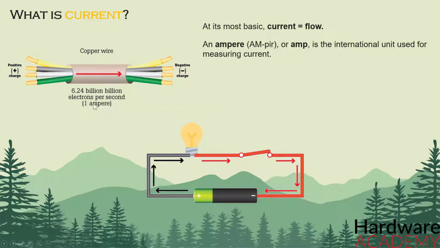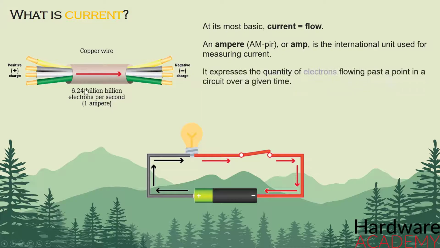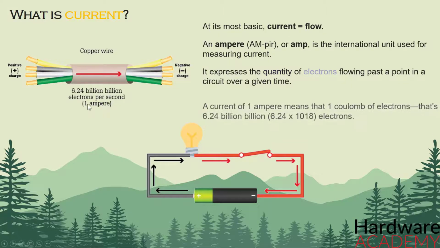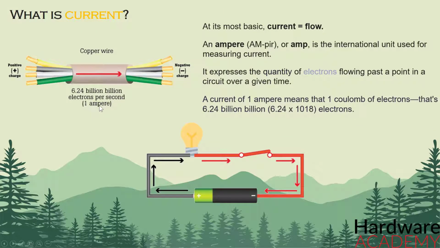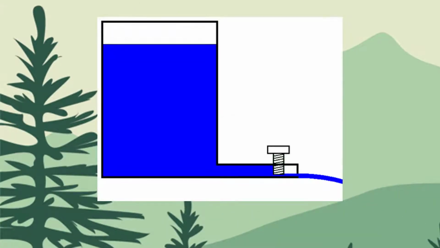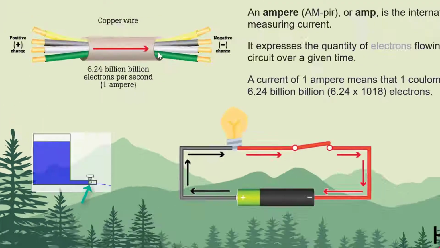It expresses the quantity of electrons, sometimes called electrical charge, flowing past a point in a circuit over a given time. A current of 1 ampere means that 1 coulomb of electrons, that's around 6.24 billion billion electrons, is moving past a single point in a circuit in 1 second. So the calculation is similar to measuring water flow, like how many gallons pass a single point in a pipe in 1 minute, for example.